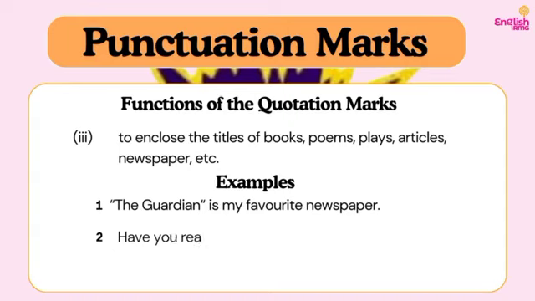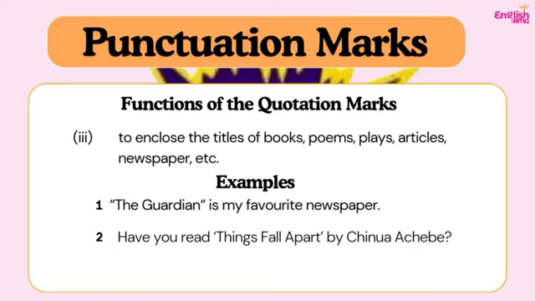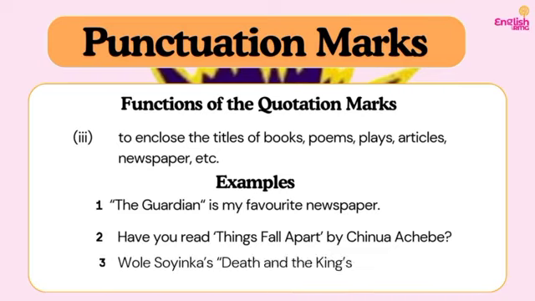Double quotation mark. Example 2: Have you read "Things Fall Apart" by Chinua Achebe? Because it's the title of a book, I'm not just going to leave it bare like that. Sometimes for literature students, you need to underline titles of books. It is titles of poems that you put in quotes. Do you understand? Example 3: Wole Soyinka's "Death and the King's Horseman" is a classic play.